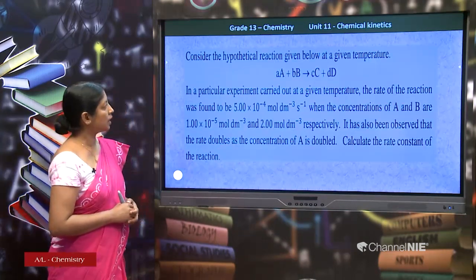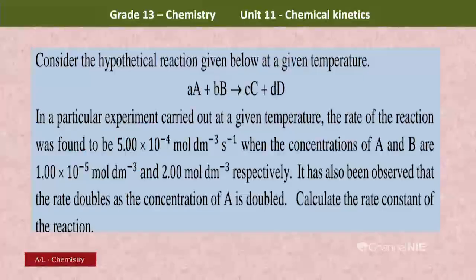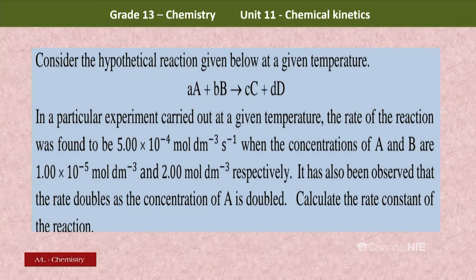Now, let us see another example. Here you are provided with a little more complex reaction than the previous two. Why do we say that this one is more complex than the previous two? Here we have 2 reactants and also 2 products. The 2 reactants are A and B. Let us see whether the reaction rate depends on the concentration of both.